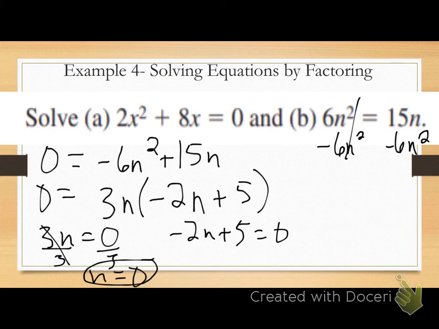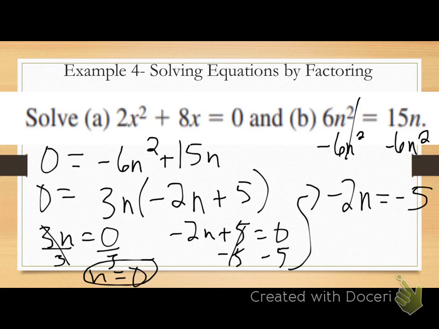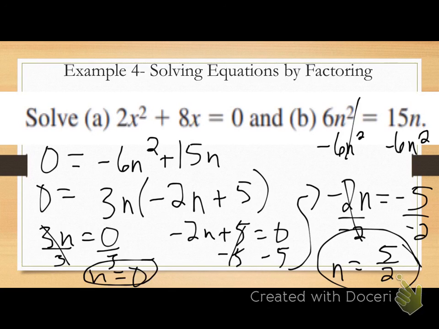Okay, what's my first step on this next one? Subtract 5. So I get negative 2n equals, what's 0 minus 5? Negative 5. Now how do I get n by itself? Divide by negative 2. N would equal positive 5/2. Any questions there? Not too bad?